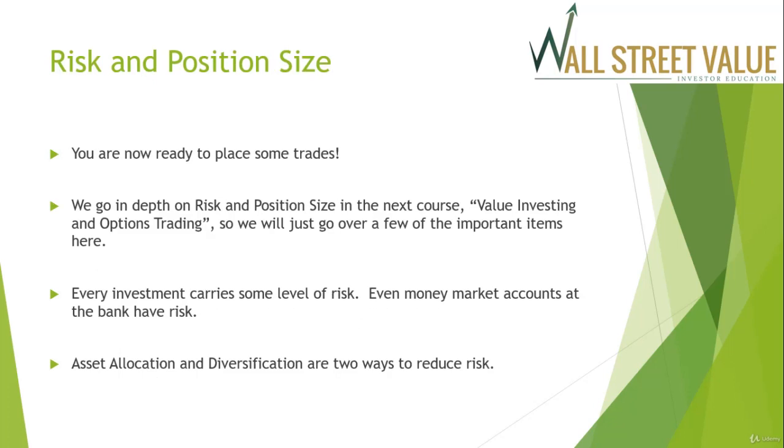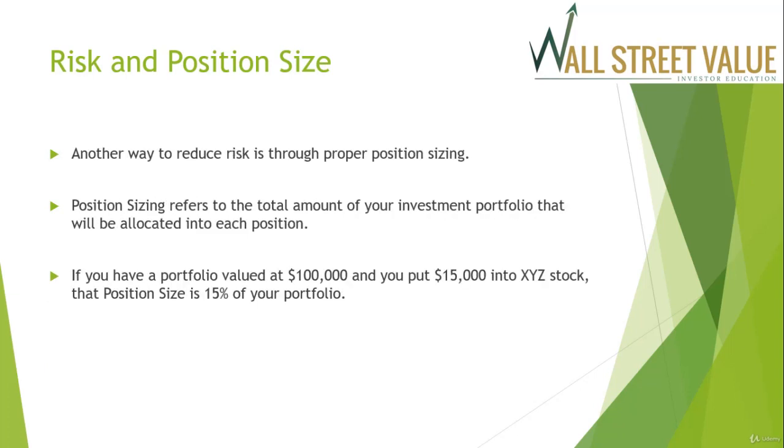We go in depth again on risk and position size in the next course, the value investing and options trading course, but for now we're going to go over just a few of the more important items here. Every investment carries some level of risk. Even money market accounts at the bank have risk. Asset allocation and diversification are two ways to reduce that. Another way to reduce risk is through proper position sizing. Position sizing refers to the total amount of your investment portfolio that will be allocated into each position.